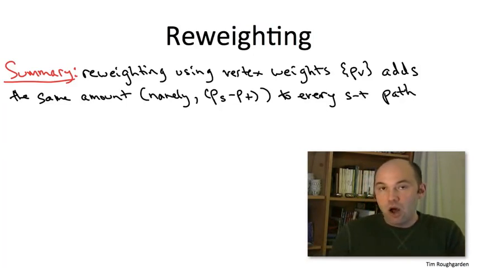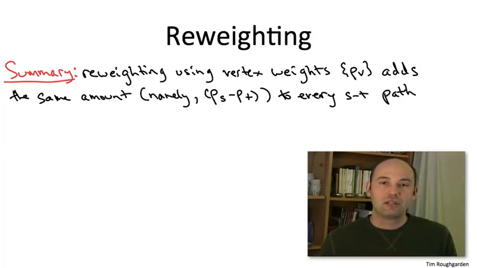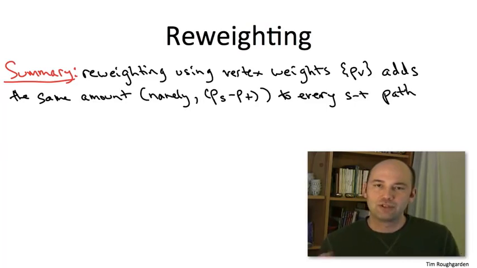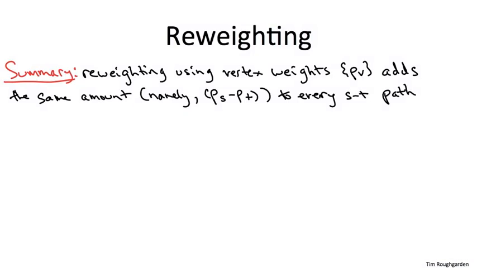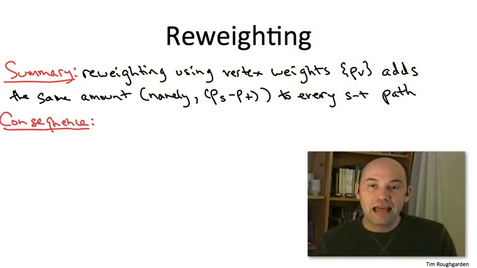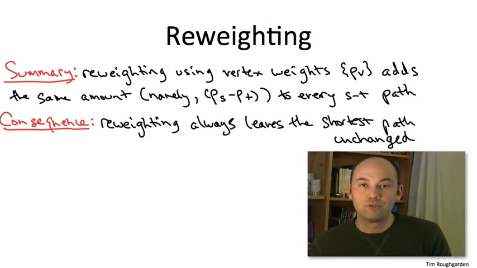If you're lucky, and all of the paths between an S and a T have exactly the same number of edges, then you shift them all by exactly the same amount, and you preserve the ordering of the paths. But what do we see here? We see that under no assumptions whatsoever about what the paths between S and T look like, node reweighting shifts every single path from S to T by exactly the same quantity, the difference between P sub S and P sub T. Since reweighting changes the length of every path by exactly the same amount, it preserves the shortest path. Whatever was the shortest path previously is still the shortest path after we've done reweighting.